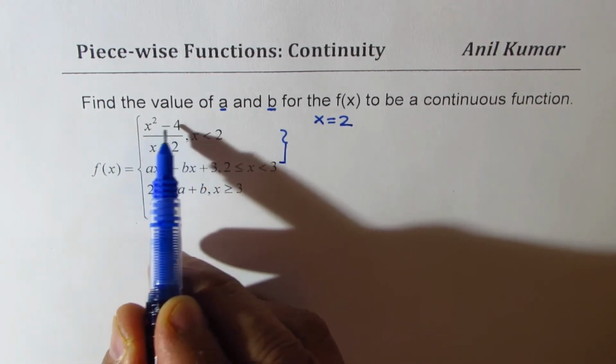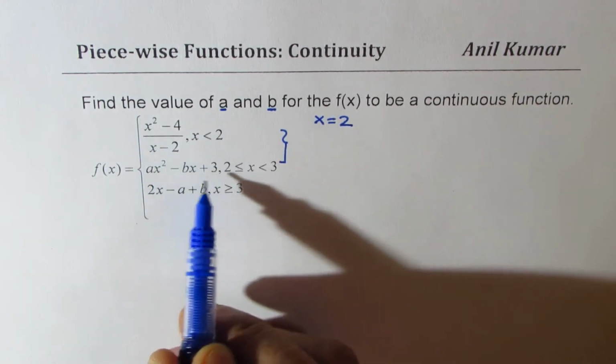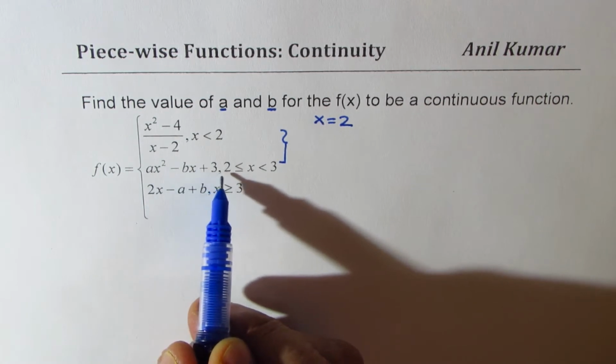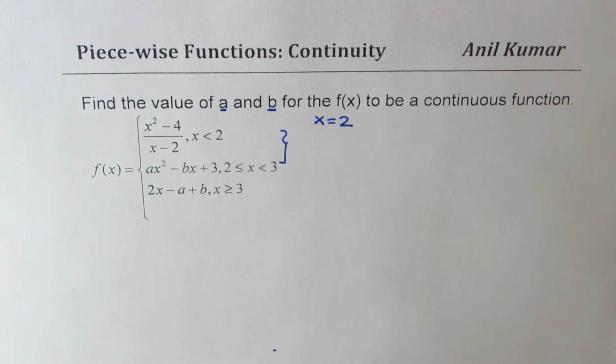So it becomes a rational function where there is a hole, for x less than 2. And then we have a quadratic function where the value should fill in that point. Then it becomes continuous. You get the idea.